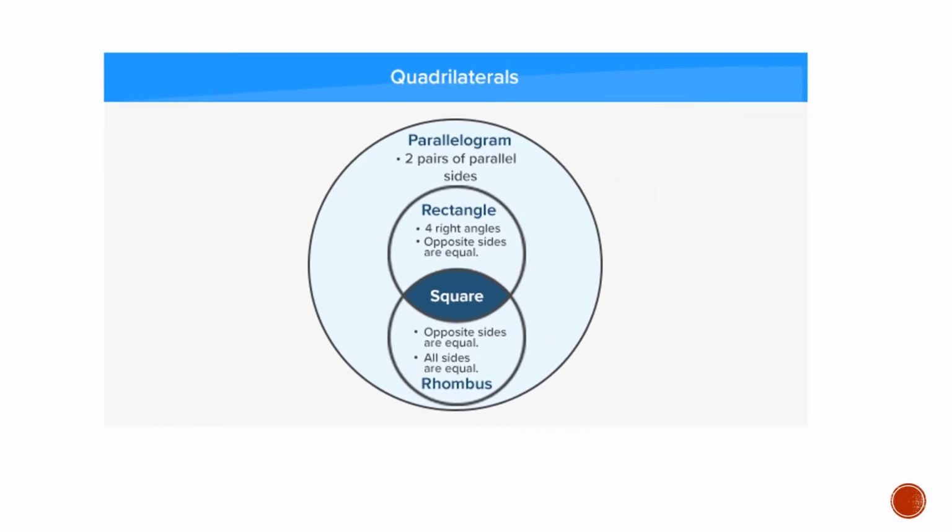So let's have our quadrilateral diagram. For the parallelogram, we have two pairs of parallel sides. The rectangle has four right angles and opposite sides are equal. Same property we have for the square. And for the rhombus, the opposite sides are equal and all sides are equal, which is all about the rhombus.